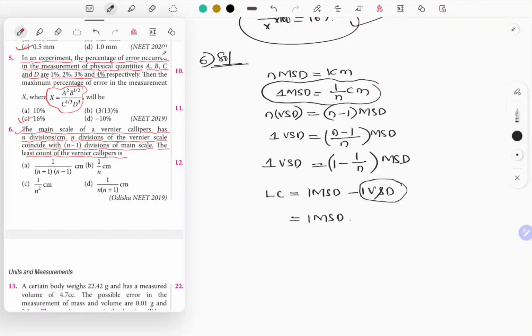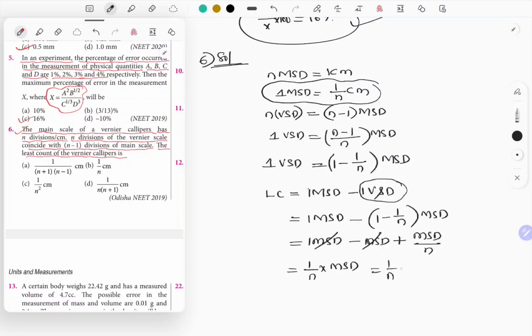1 MSD minus 1 minus 1 by n MSD. 1 MSD minus MSD plus MSD by n. This MSD will get cancelled. So it is going to be 1 by n times of MSD, which is equal to 1 by n into 1 MSD. 1 MSD is equal to how many centimeter? 1 by n centimeter. So finally, what is the answer I am going to get? Least count is equal to 1 by n square centimeter. This is the answer.